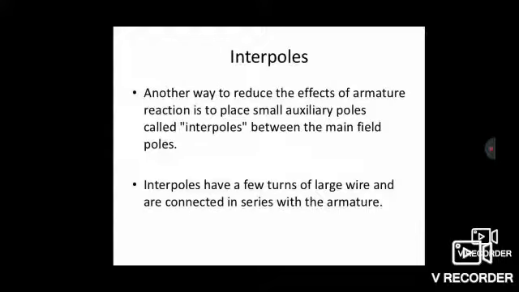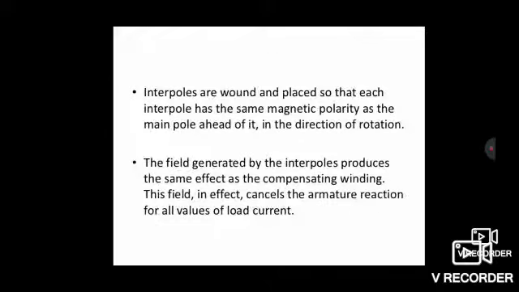Another way to reduce the effect of armature reaction is to place small auxiliary poles called interpoles between the main field poles. Interpoles have a few turns of large wire and are connected in series with the armature. Interpoles are wound and placed so that each interpole has the same magnetic polarity as the main pole ahead of it in the direction of rotation. The field generated by the interpoles produces the same effect as the compensating winding. This field in effect cancels the armature reaction for all values of load current.